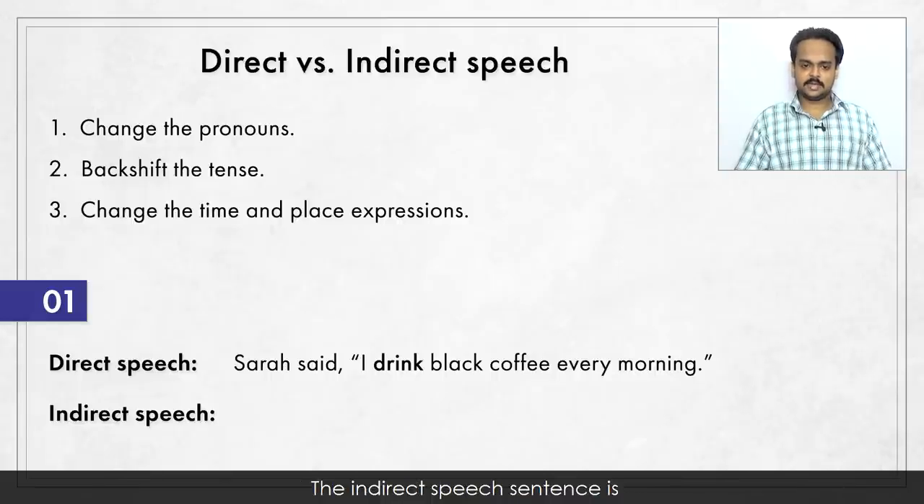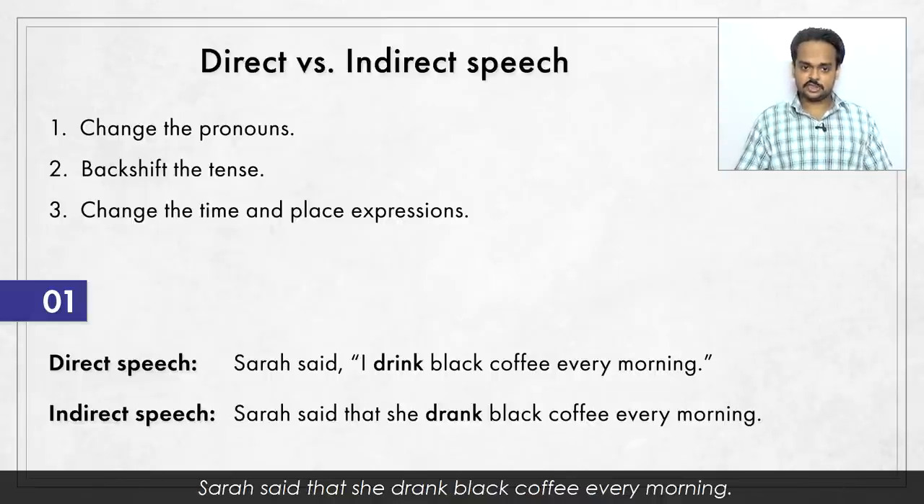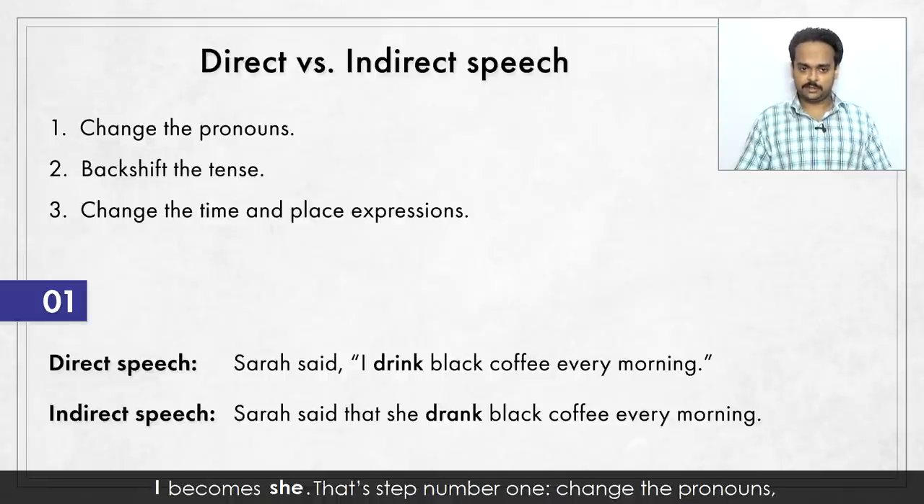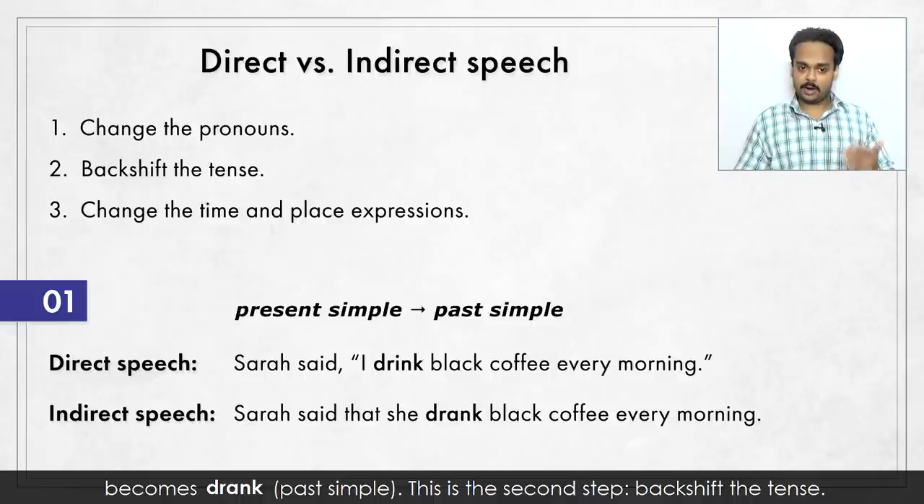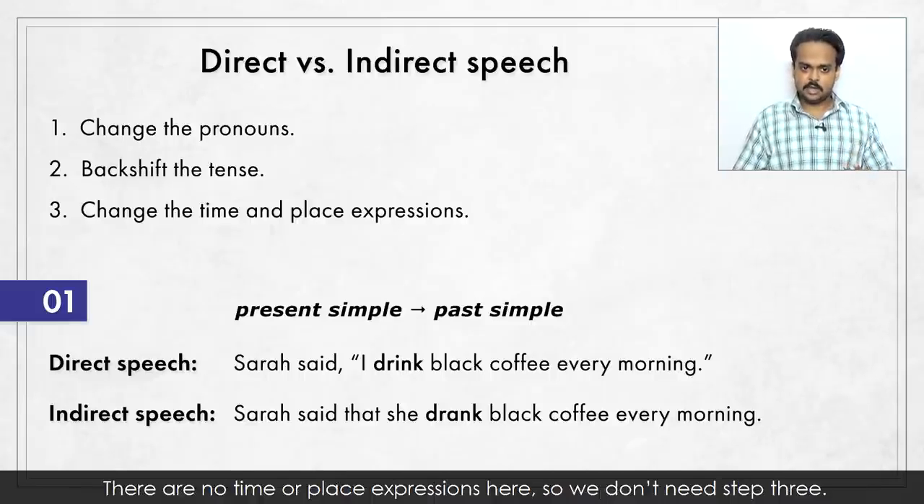The indirect speech sentence is, Sarah said that she drank black coffee every morning. I becomes she. That's step number one, change the pronouns. Drink, which is in the present simple tense, becomes drank, past simple. This is the second step, backshift the tense. There are no time or place expressions here, so we don't need step 3.